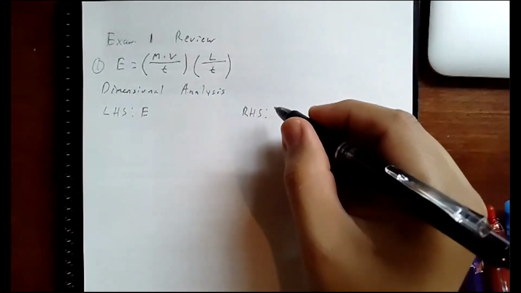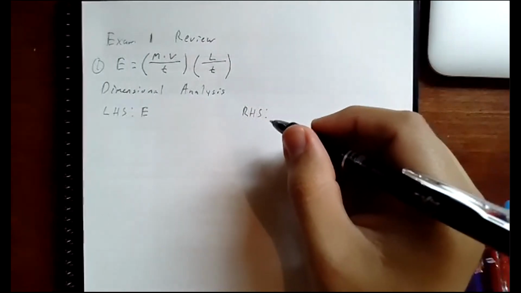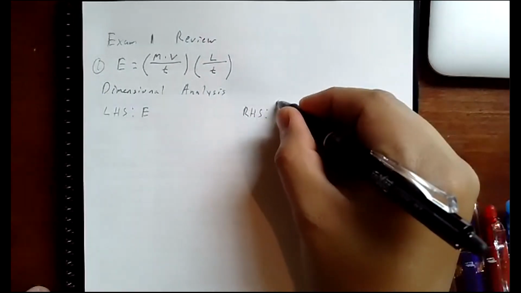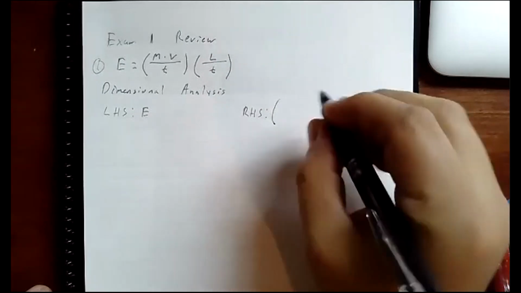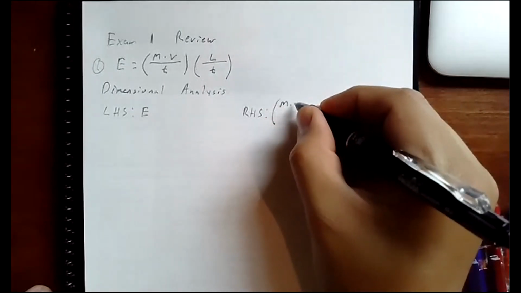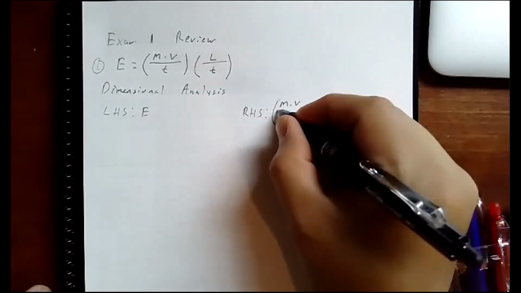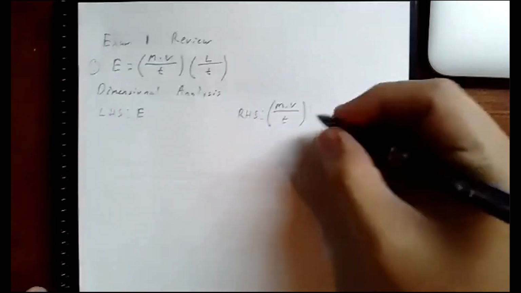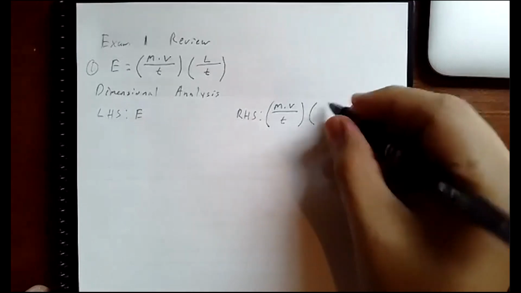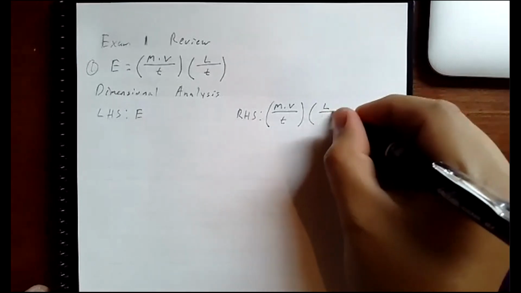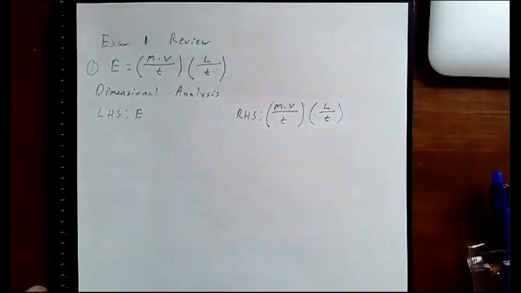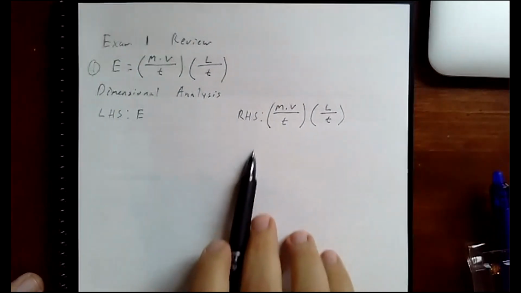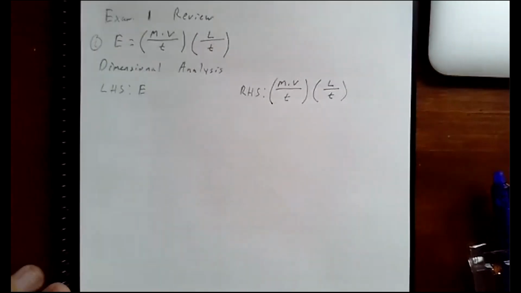And what I want you to do is basically figure out how do I get to E. So you have M times V on top over T times L over T. Okay. So I don't know if I have enough space. I'll just go downward for this question.